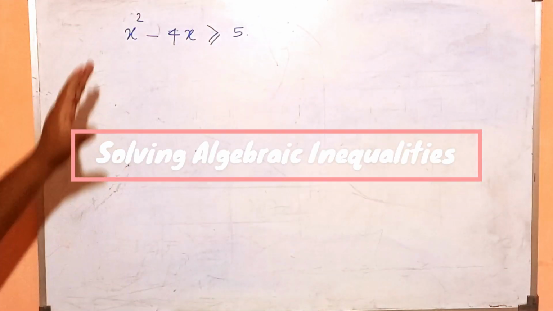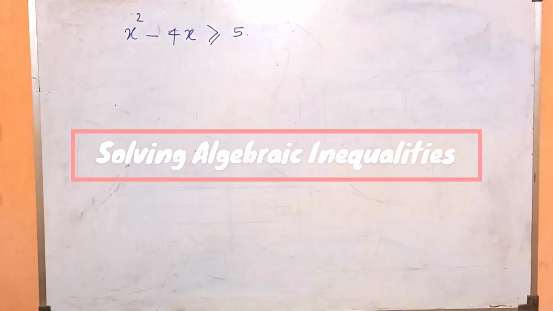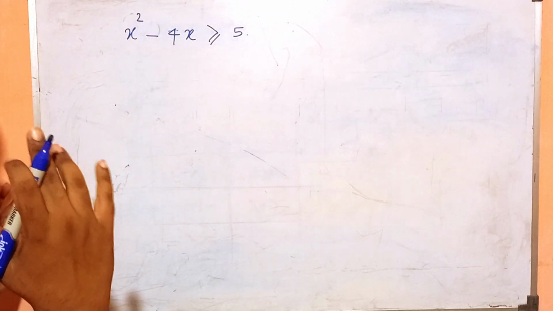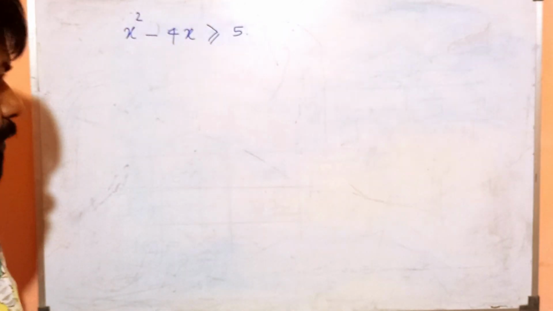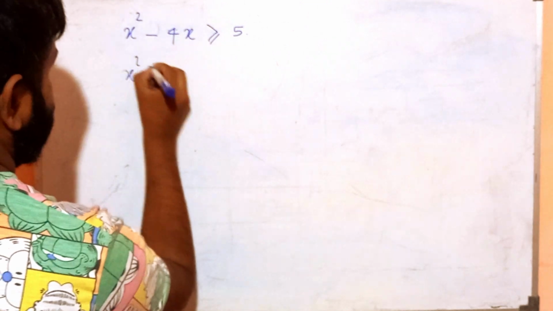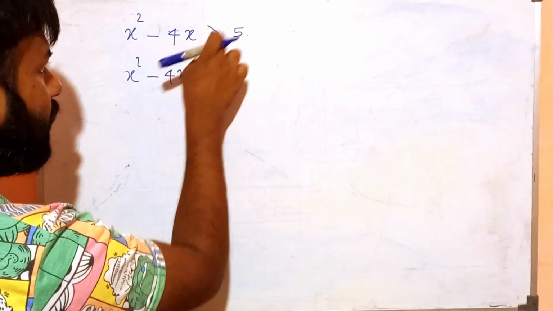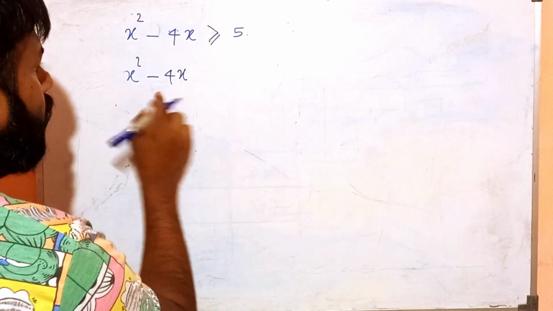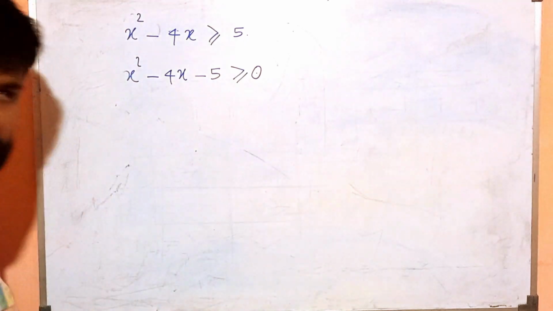Today we're going to see how to solve this inequality. When solving an inequality, first of all you have to see that the right hand side has to be 0. So that's the first thing we have to consider. If x squared minus 4x is greater than or equal to 5, then x squared minus 4x minus 5 has to be greater than or equal to 0.